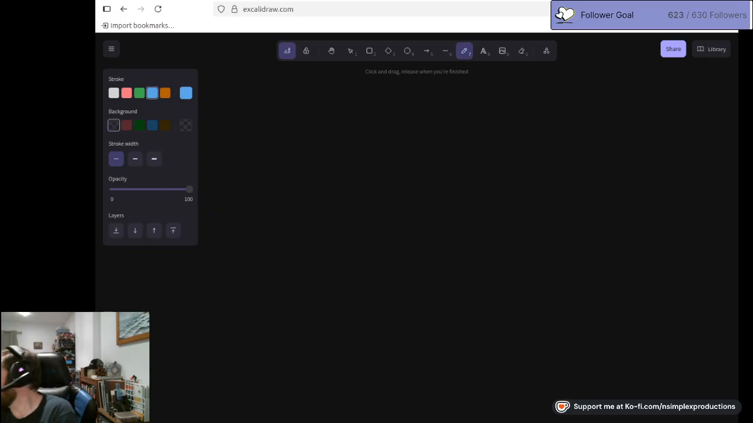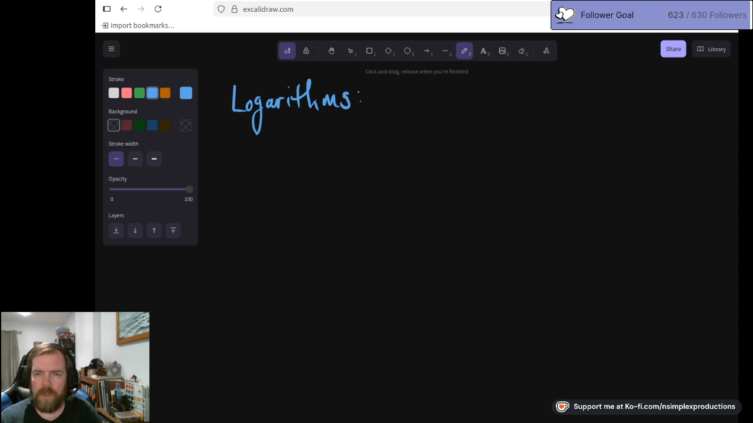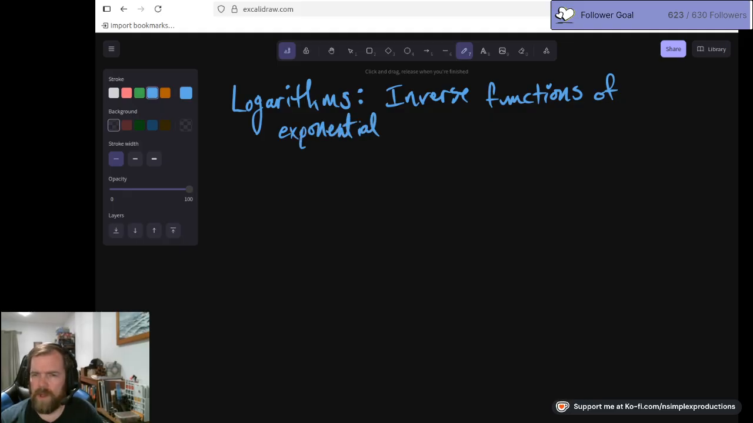Okay, so logarithms. One of the other things that get people really confused about a lot of stuff. Where we want to go with this is that these are inverse functions of our exponential functions.